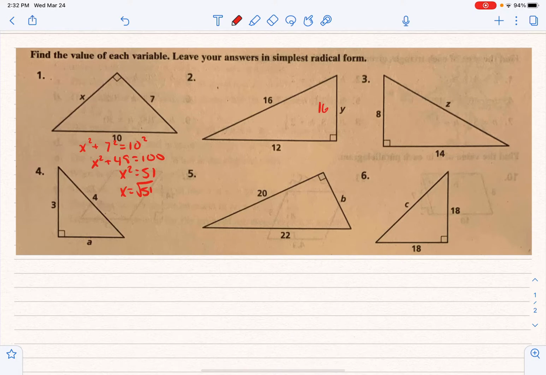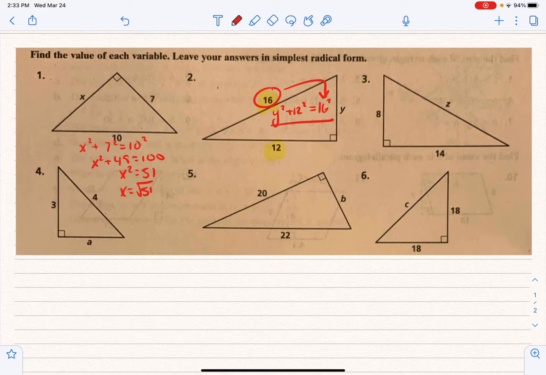Okay, on this next one, we've got 12, y, and 16. Again, 16 in this case is the hypotenuse. So that's the one that's got to be all by itself. I've had some people messing these up where they're automatically taking whatever numbers they see, like 12 and 16, and saying those must be the ones I add up. But you've got to remember, whatever the hypotenuse is, that's the one that's always by itself in this equation.